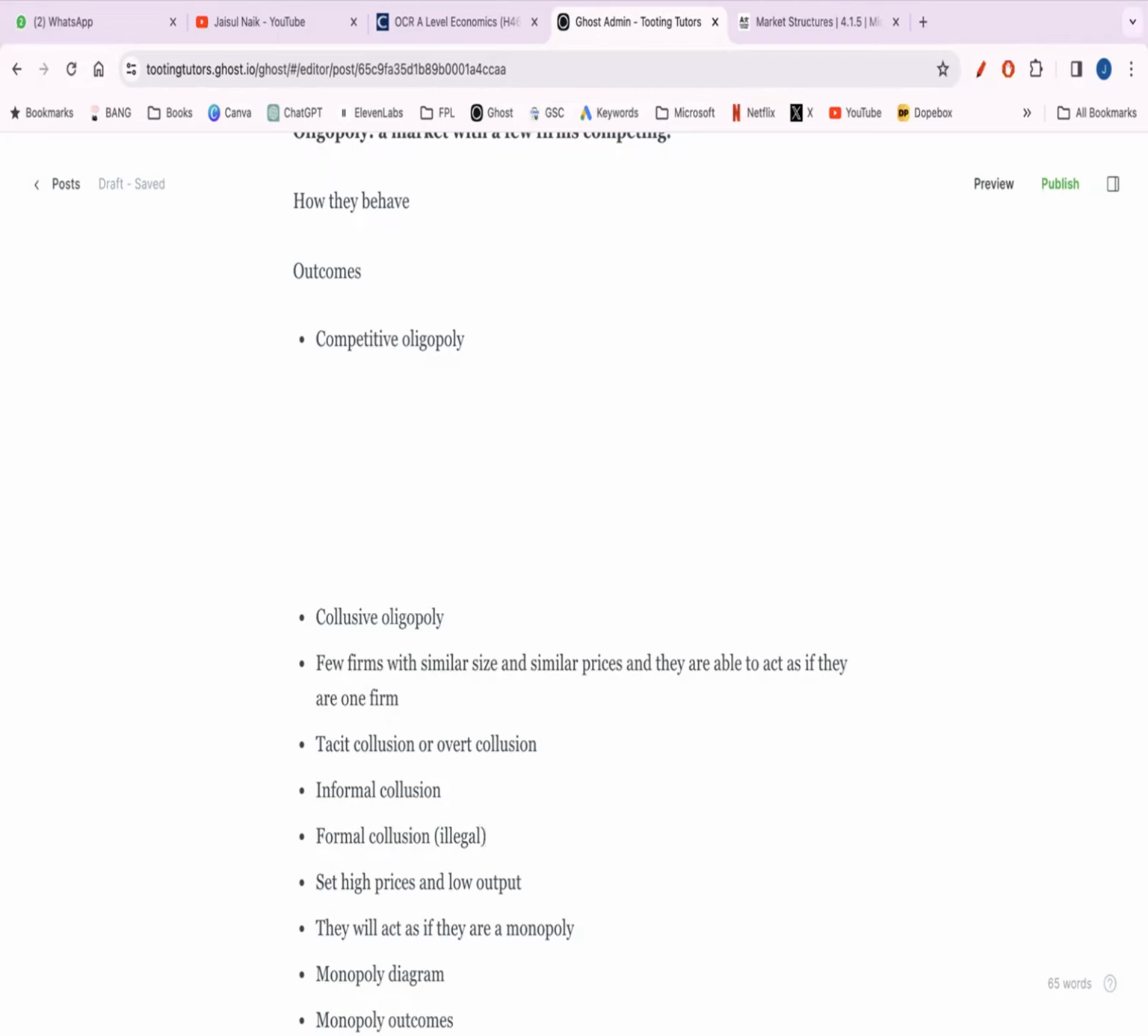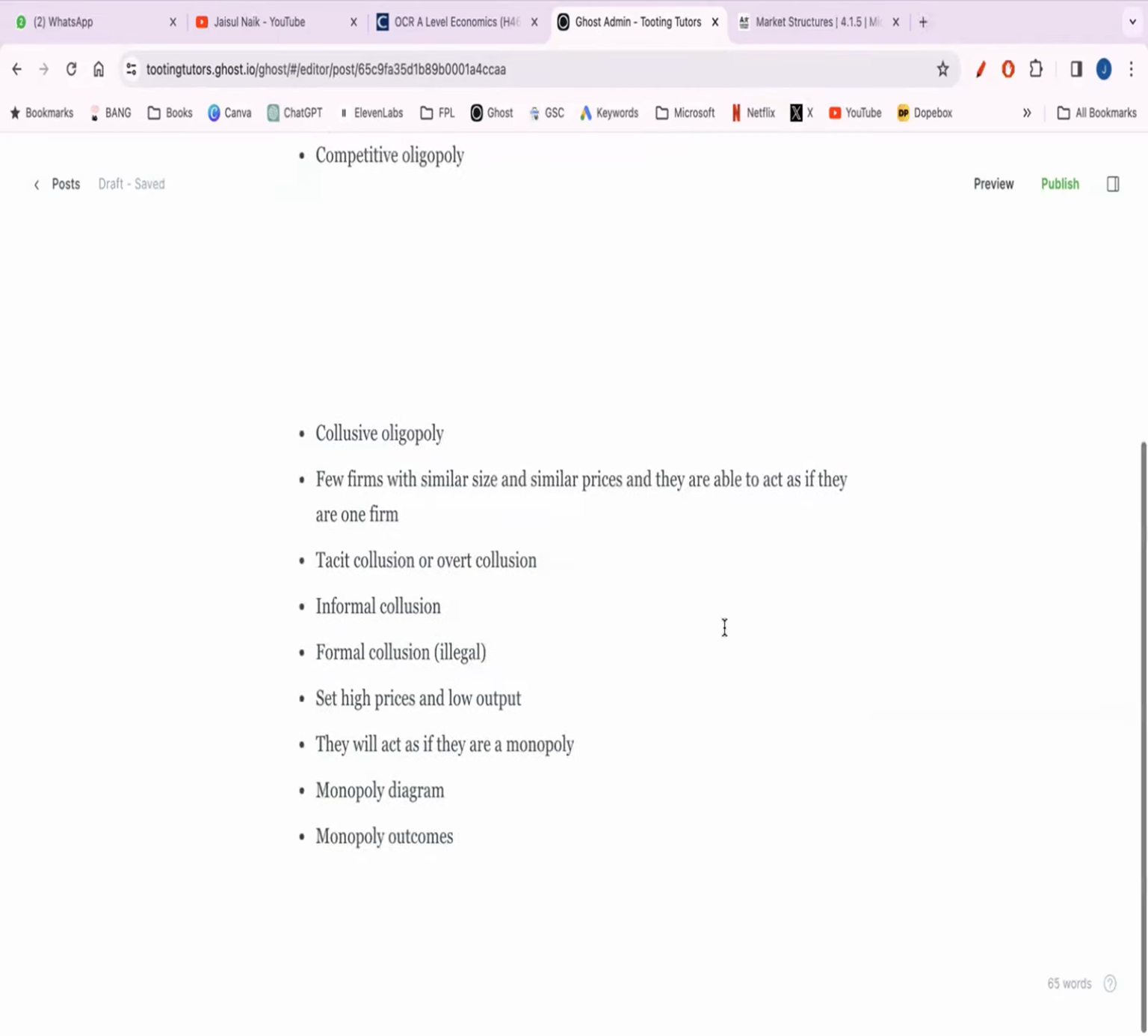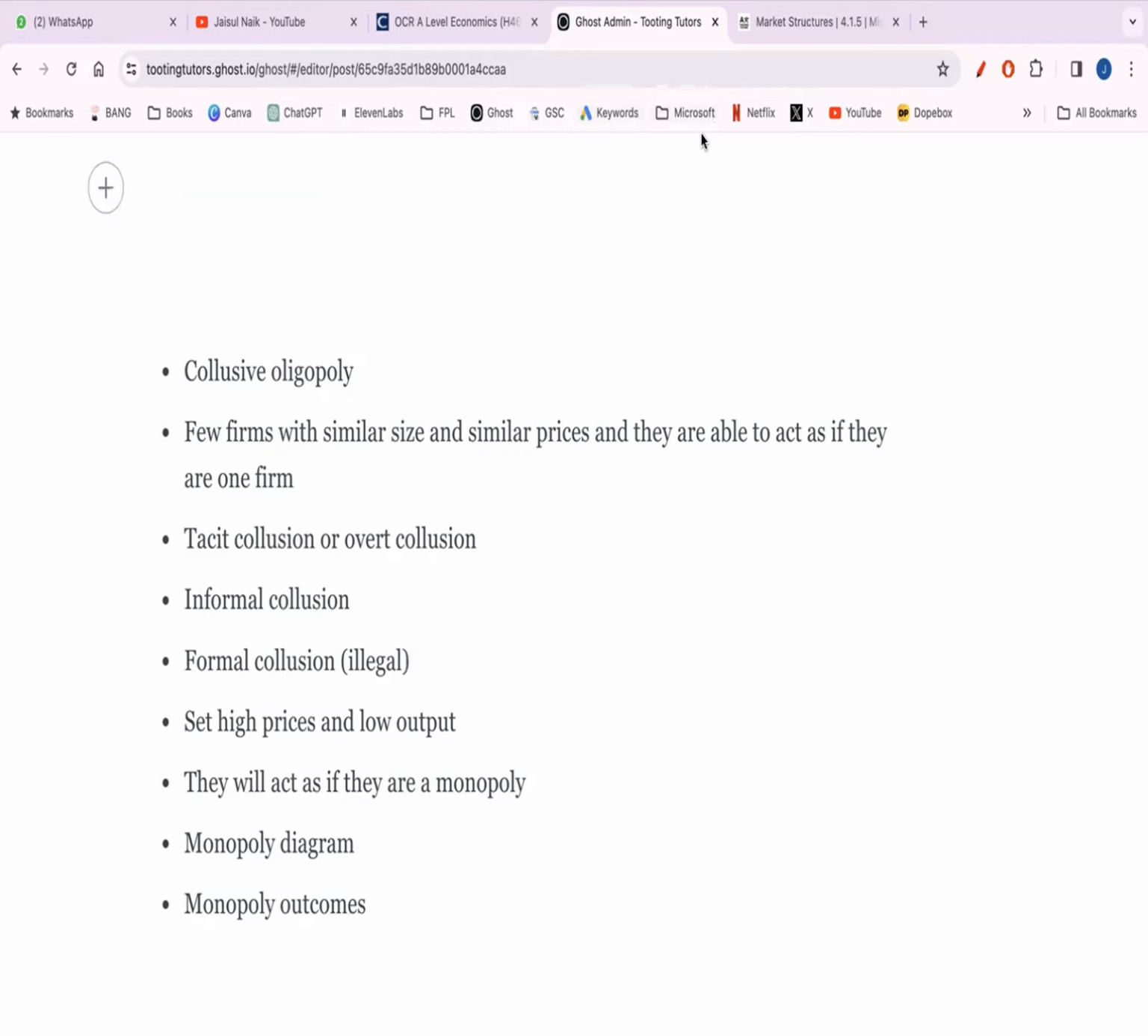Tacit collusion is informal, and it would be things like one of the slightly bigger firms raising their prices and other firms just copying them. So tacit is informal, but overt is formal. And they would try and keep it a secret, but it would be illegal.